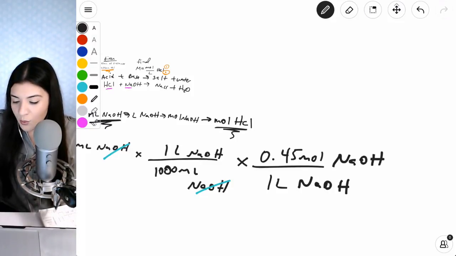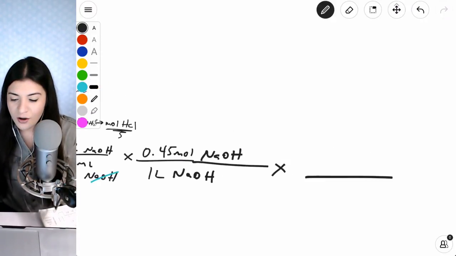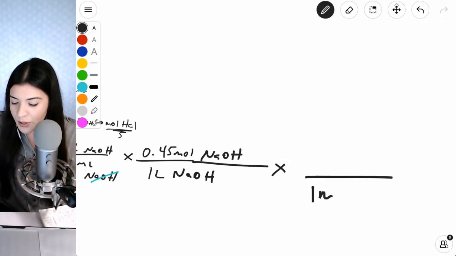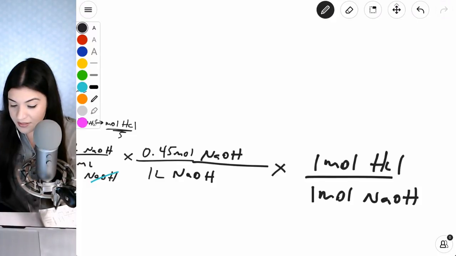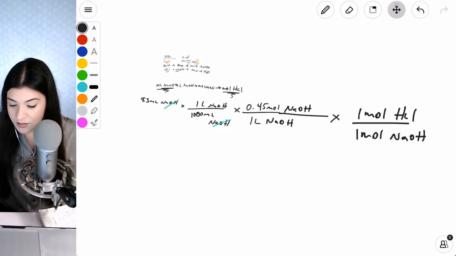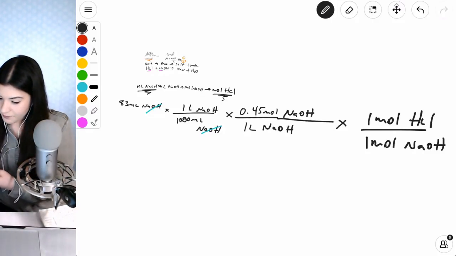And what we're going to do is a mole to mole ratio. Since everything was completely balanced in our equation, it's really just 1 to 1. So it's 1 mole of NaOH and 1 mole of HCl. And that's actually where I'm going to stop for that first part. So let's multiply all of those together.